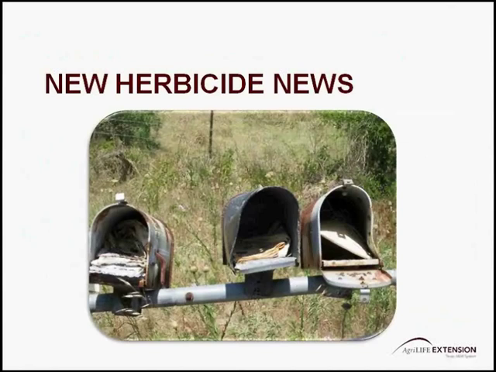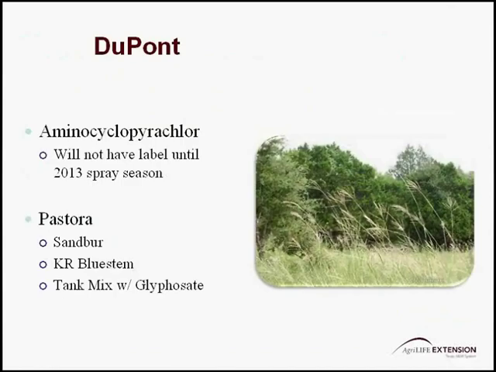Okay, I want to go over real quick some new herbicide news, and then I'll answer any questions you may be thinking of. From DuPont, they have a new chemical that they're hoping to get labeled by the end of this year. It's called aminocyclopyrrolachlor. Right now they're calling it MAT28, but it will not be called that when it's released. Again, they won't have to label till the end of this year, so it won't really be ready until the spray season of next year, 2013. But be looking for that.